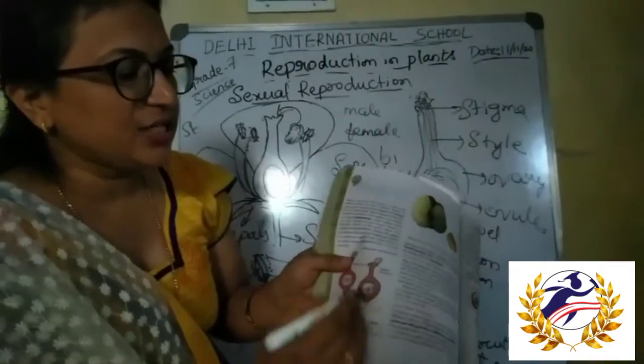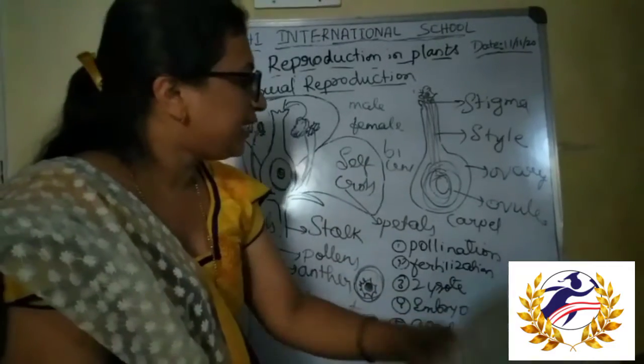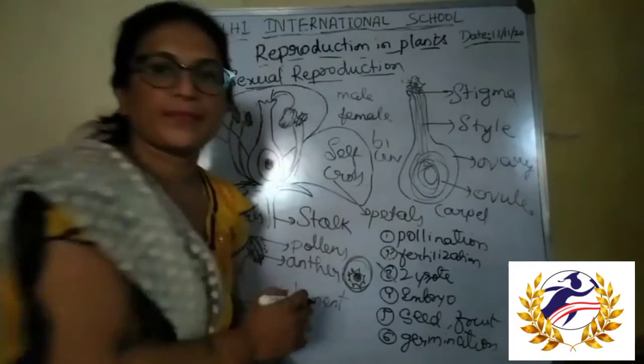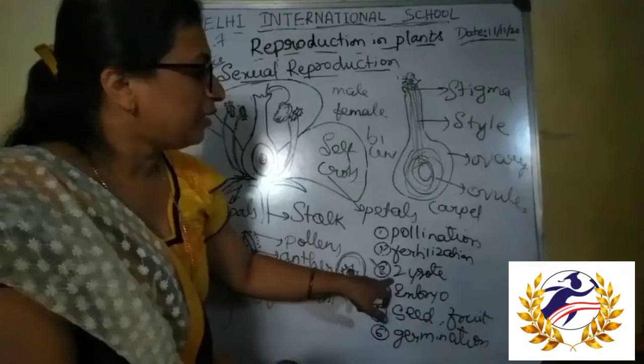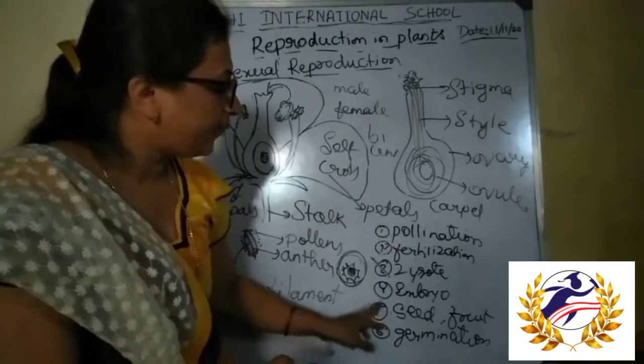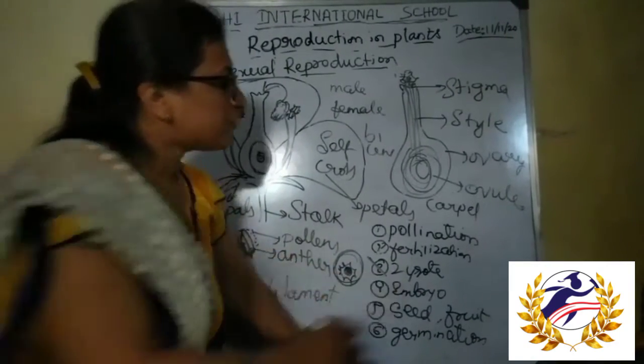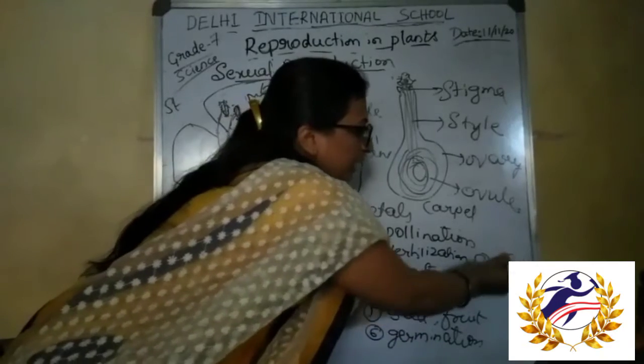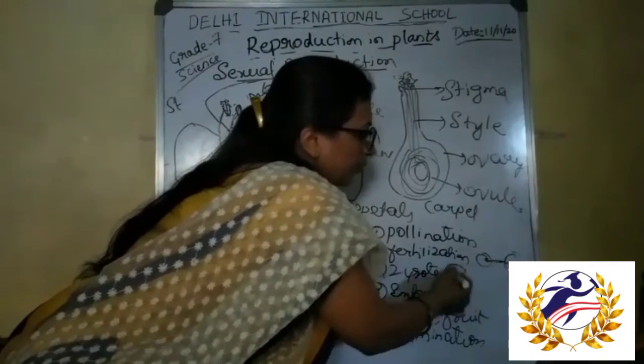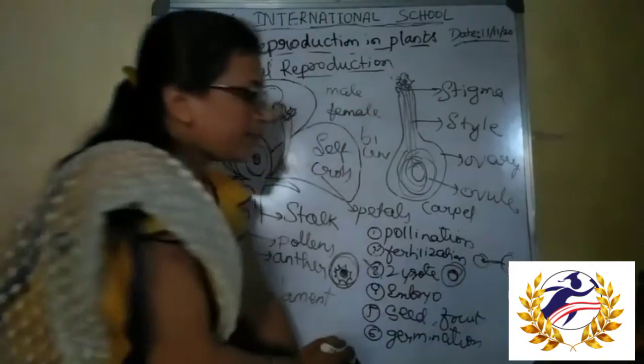After fertilization, the product formed is called the zygote. Okay, fertilization ಆದ್ಮೇಲೆ zygote formation ಆಗುತ್ತೆ. So once this zygote is formed, male and female combined, so the zygote is formed.